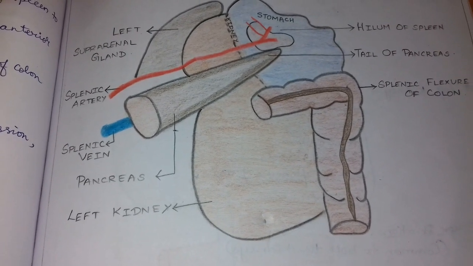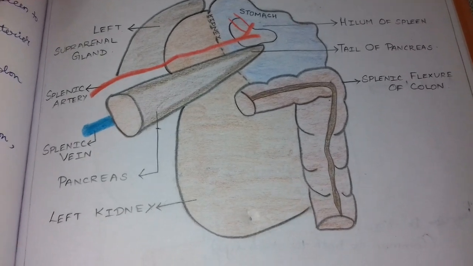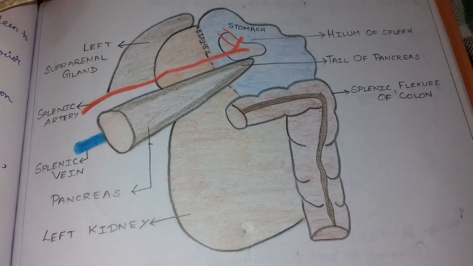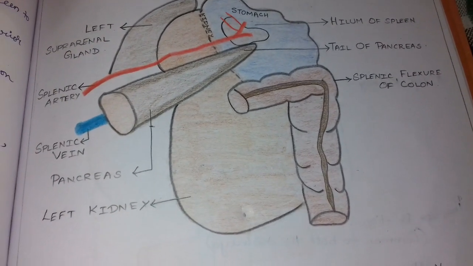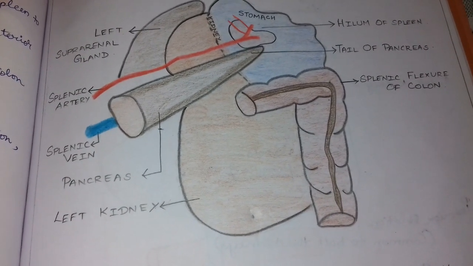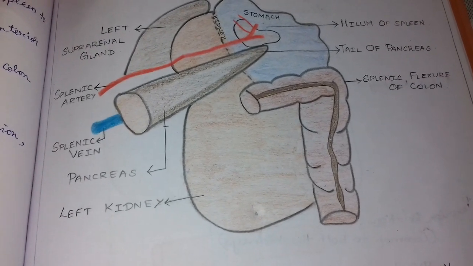External features of spleen. The spleen has two ends, anterior end and posterior end. Three borders: superior border, inferior border and intermediate border. Two surfaces: diaphragmatic surface and visceral surface. Then two angles: anterobasal angle and posterobasal angle, and it also has hilum.